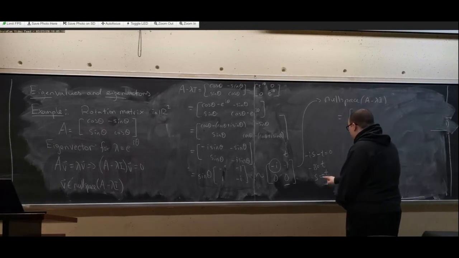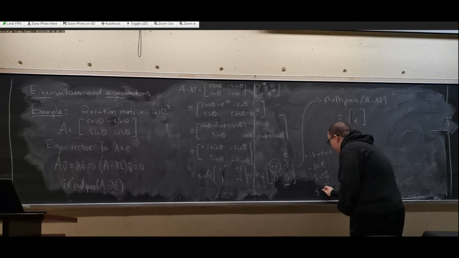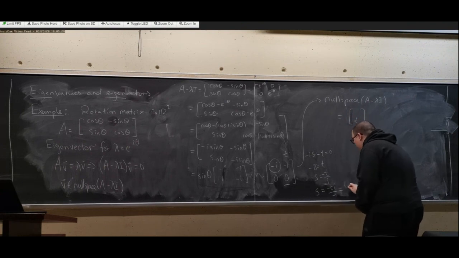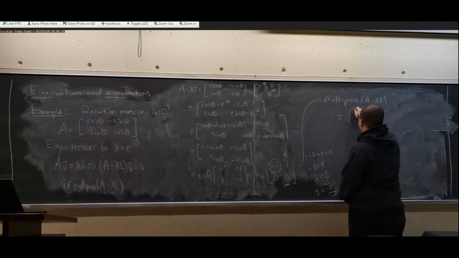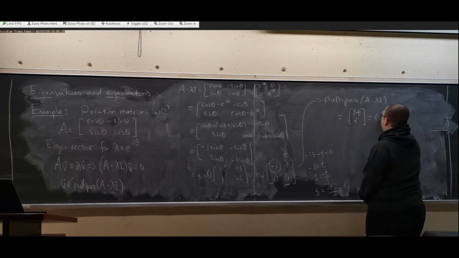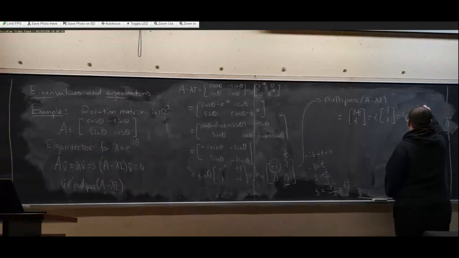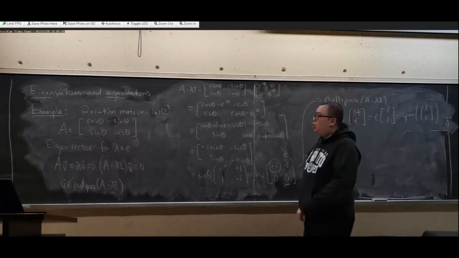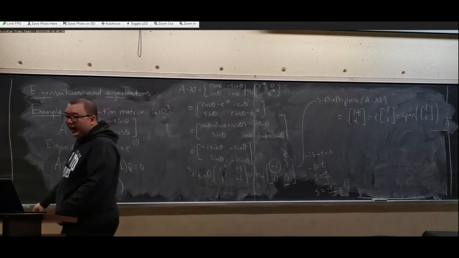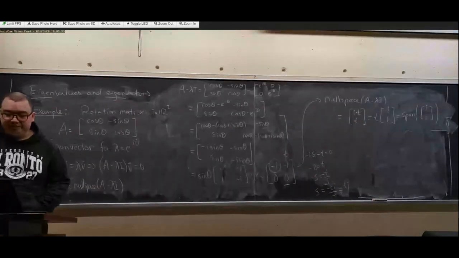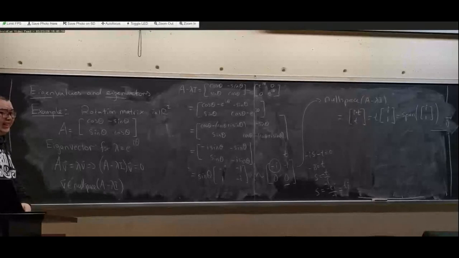right? And if I multiply top and bottom by i, I get s equals minus t times i over minus 1, which equals ti. So this is i times t. So this equals t of (i, 1), which equals the span of (i, 1). Ooh, what an eigenvector. What an eigenvector.